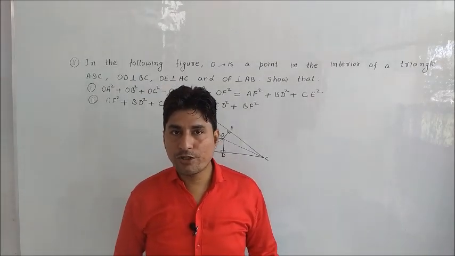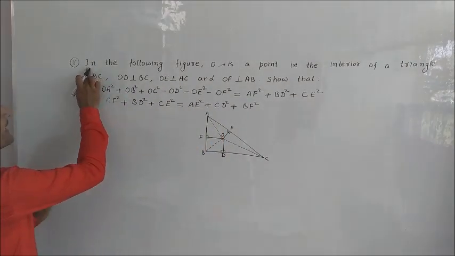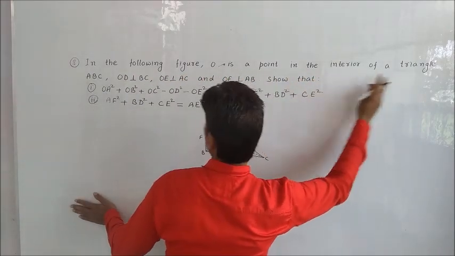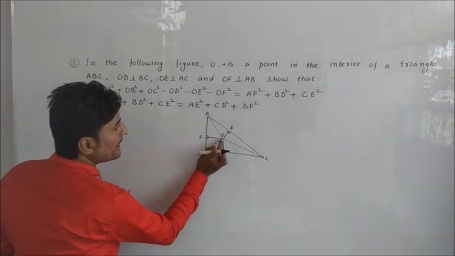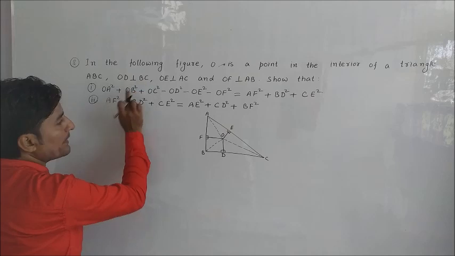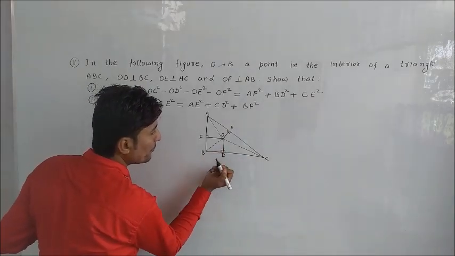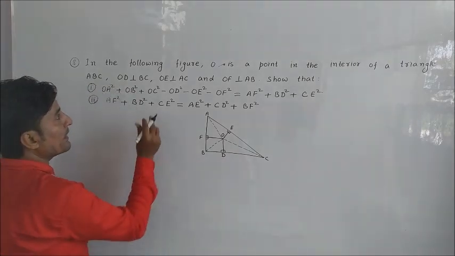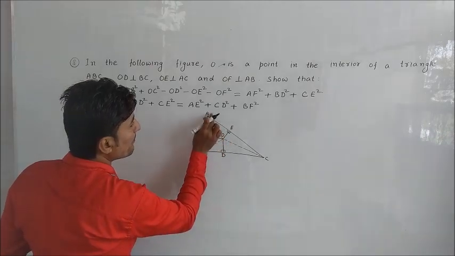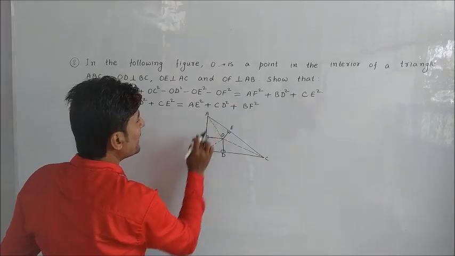Now let us consider question number 8 of the same exercise. In question number 8, it is given that in the following figure, O is a point in the interior of a triangle ABC. O is the interior point of triangle ABC. OD is perpendicular on BC. Hence the measurement of these two angles will be equal to 90 degrees. Similarly, OE is perpendicular on AC, and OF is perpendicular on AB.